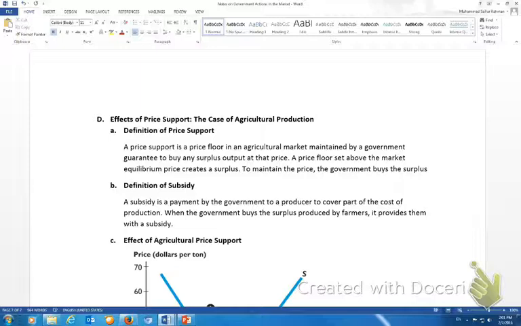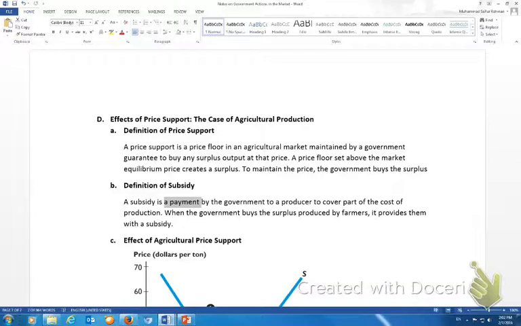So let's look at the subsidy definition. A subsidy is a payment by the government to producers to cover part of the cost of production, right? In the example that we're going to look at, the government does not directly pay our agricultural producers for their cost of production. What the government does is promise that it will buy back the surplus production the farmer produces.